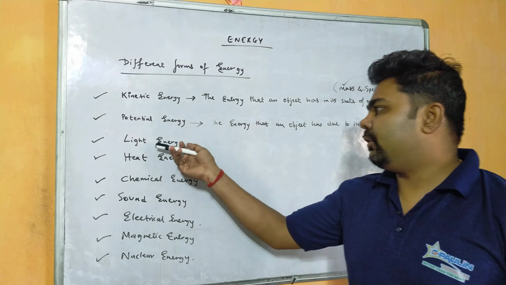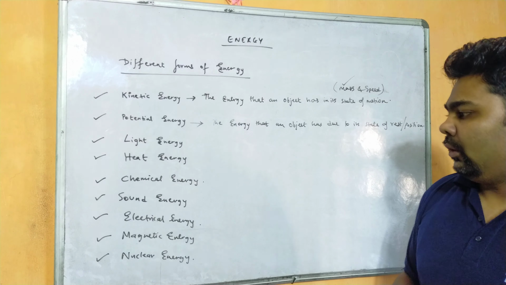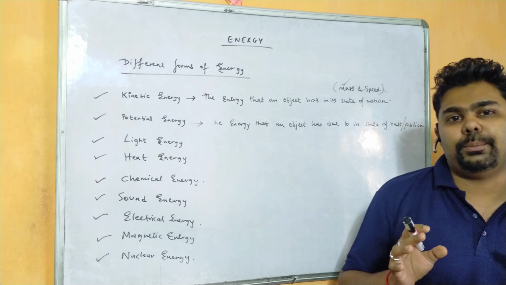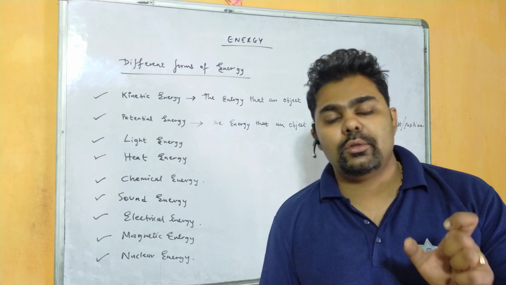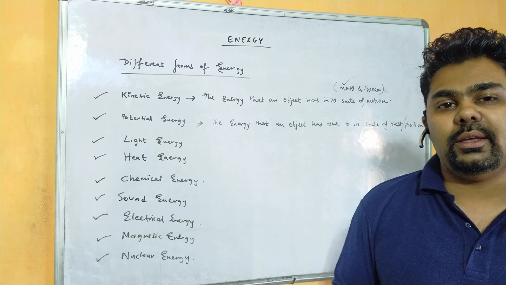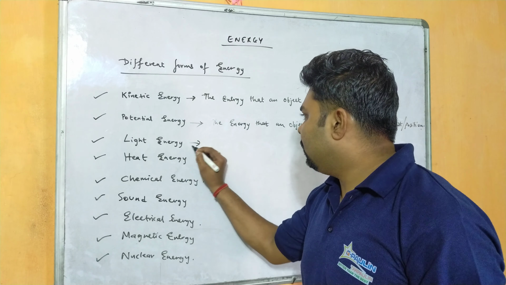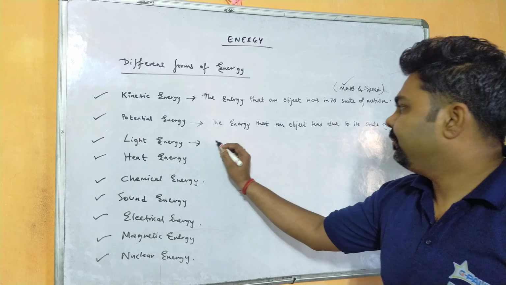So the next form of energy is light energy. Out of many energies, light energy is the only energy which a human being can see. That is, the energy which is visible to human beings is light energy. Okay. So let's define light energy here.